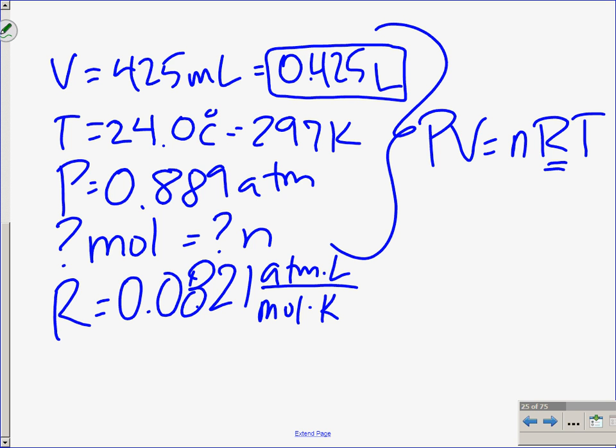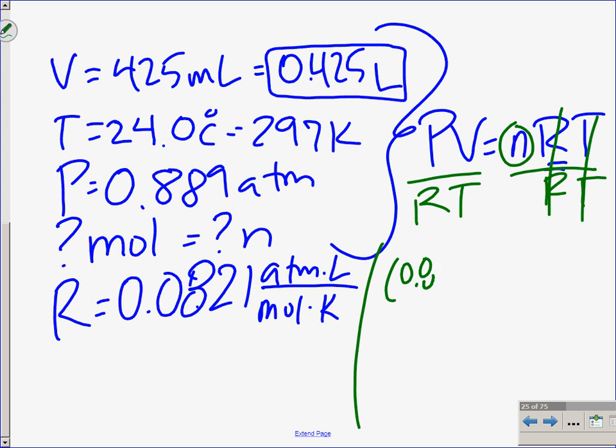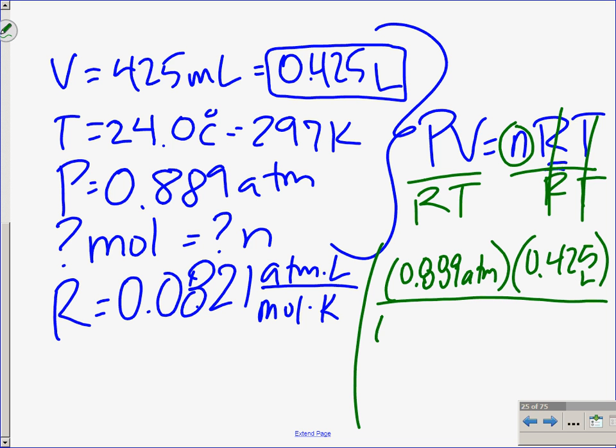Divide by RT. Why am I dividing by RT on both sides? To find N by itself. Right, to isolate N. So when these cancel over here, N equals P times V over RT. Plug them in. What's P? 0.889. Sorry guys, I'm a little bit speeding through this. What's V? 0.425 liters. What's R? Atmosphere liters per mole.